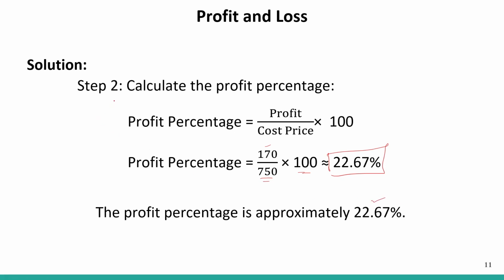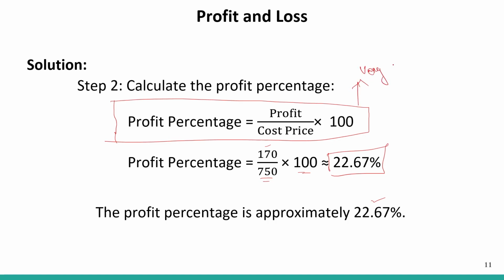So the main formula that we are using here is this. That is, profit by cost price into 100 is equal to profit percentage. So this is a very important formula. And for loss percentage, percentage loss is equal to loss amount by CP, cost price, into 100. So this is the second formula that we are also using. So there is no difference.